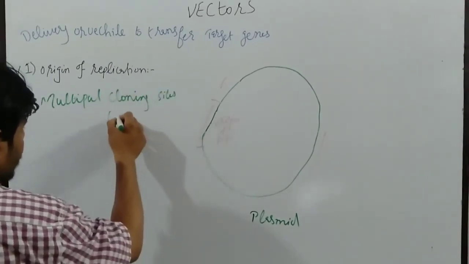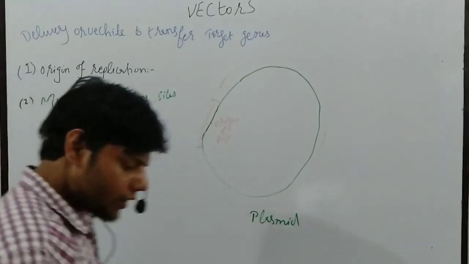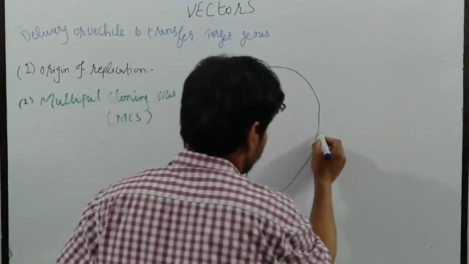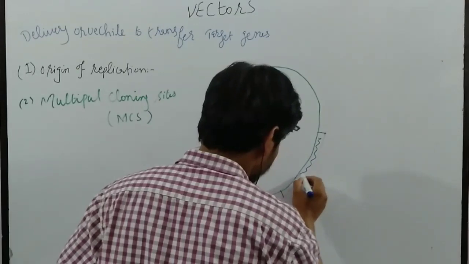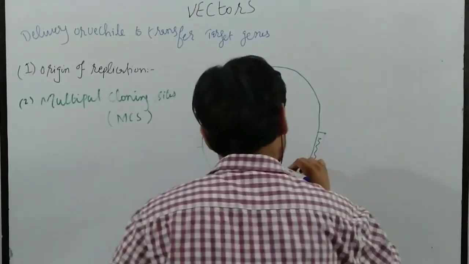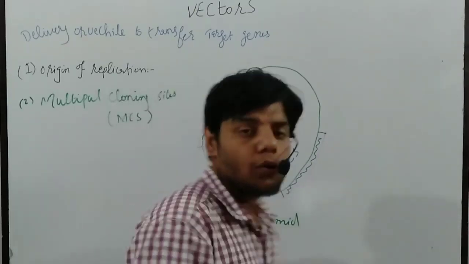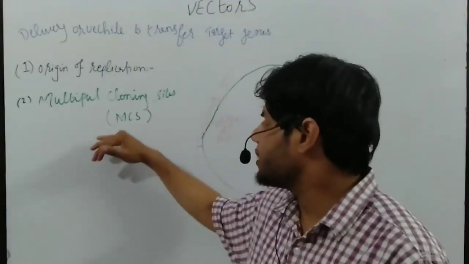Short form we can write MCS. Now what is the multiple cloning site? Let's say at that specific area, a vector should have multiple cloning sites, MCS. Now, multiple cloning site, let's try to understand these words.